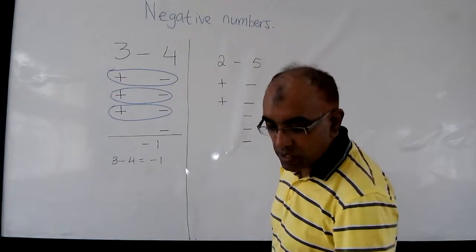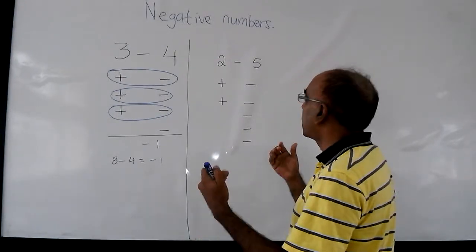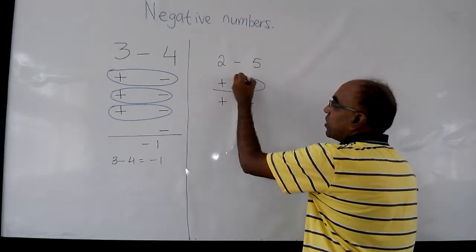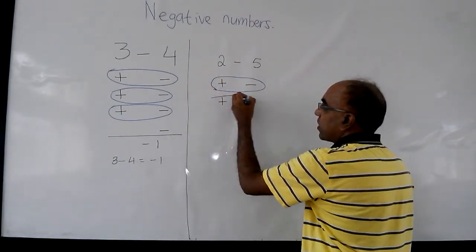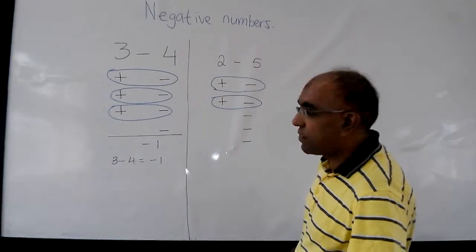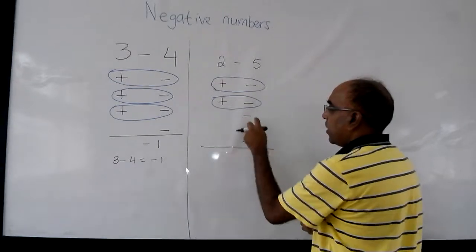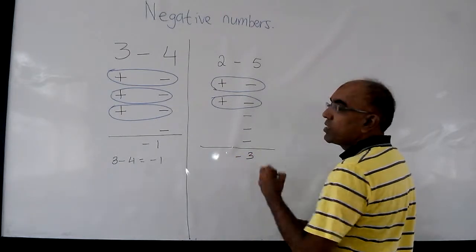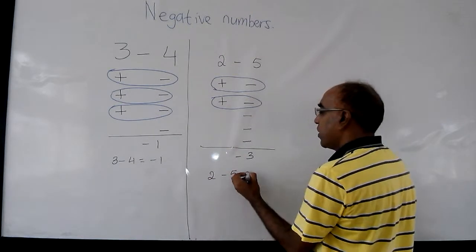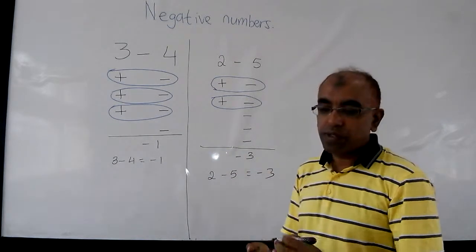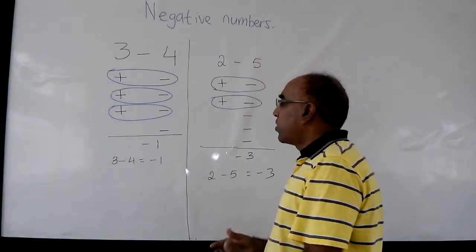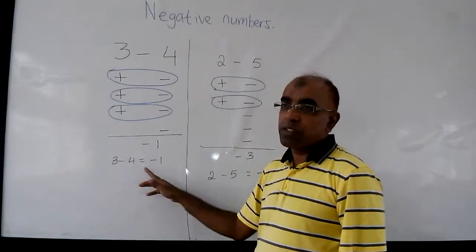Then again, let us see how many pairs of plus minus, how many couples can be formed from this combination. So I've got one here, and I've got a second one. So, what is left is 1, 2, 3. So the answer is minus 3. So we illustrate it as 2 minus 5 is equal to minus 3. So that's another way to calculate a small number minus a bigger number.